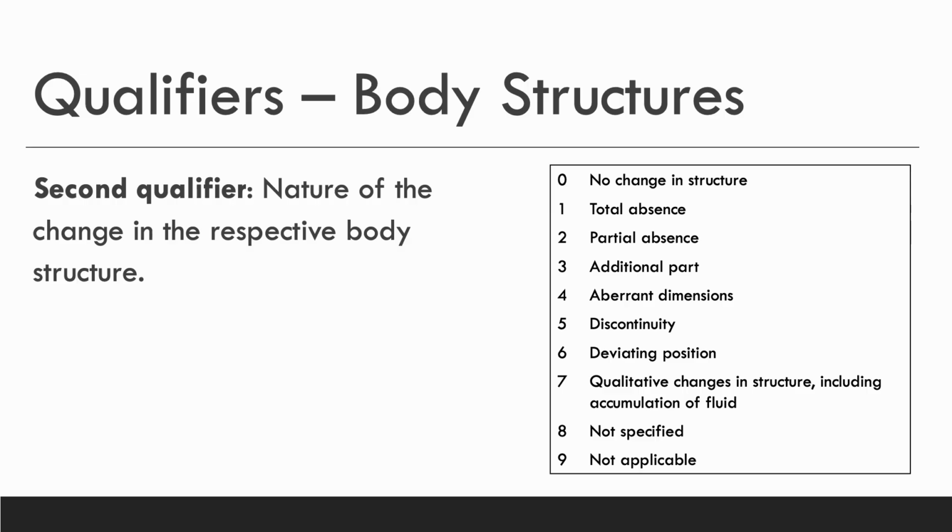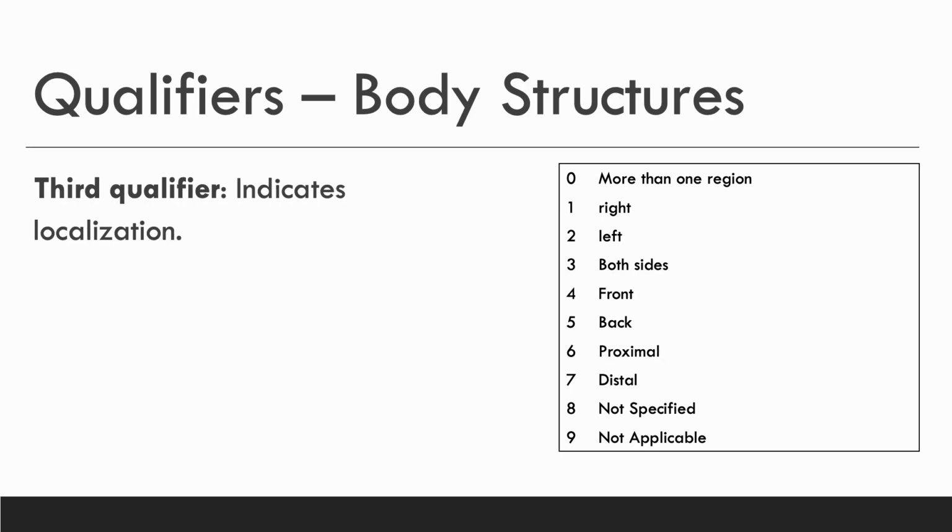The next is qualifiers for body structures. That's the second qualifier, which is the nature of the change in the respective body structure. So it's on a 0 to 9 scale. The third qualifier indicates localizations of the body structures. So you can see again, 0 to 9, starting at 0, more than one region, 9 being non-applicable.